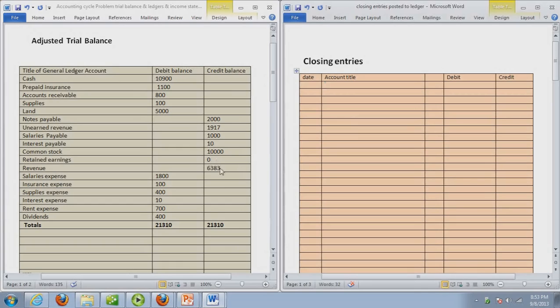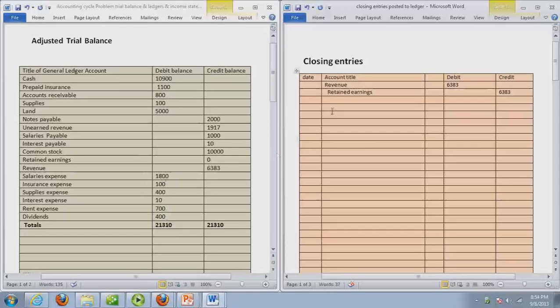So we'll start with revenue, and I will type in revenue first because we're going to debit it for the balance, 6383. And we're going to credit retained earnings for 6383. In a minute we'll see the posting process and how that zeroes out the revenue account. And then I'm going to do them one by one. You can see all of your expense accounts have debit balances and the dividends as well. So each one of those accounts will be credited.